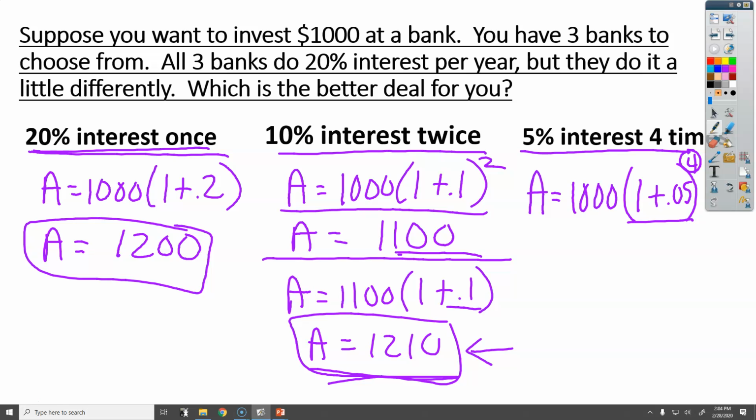Can I clear this? Let's do it. Let's punch it in on your calculators. I forgot to do that. So everybody type 1,000, parentheses, 1 plus 0.05, and then find your little caret button and type 4. What are we getting? $1,215.51. I'm just going to round to the nearest penny. Now, is that an impressive amount? No, that's not really impressive. The only difference between bank 3 and bank 1 is like $15.